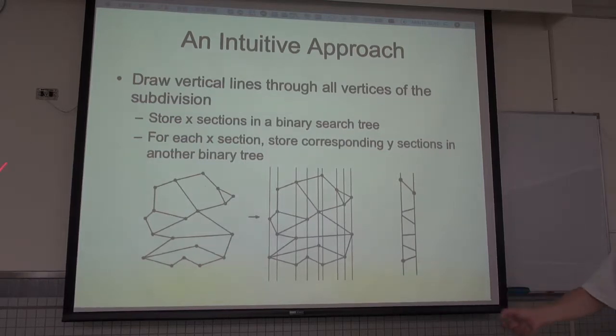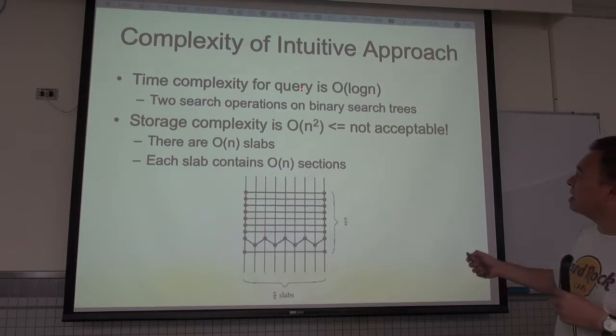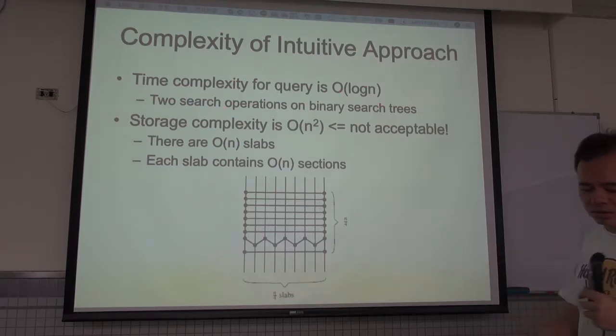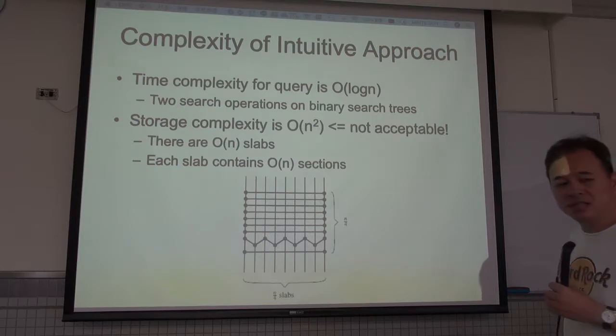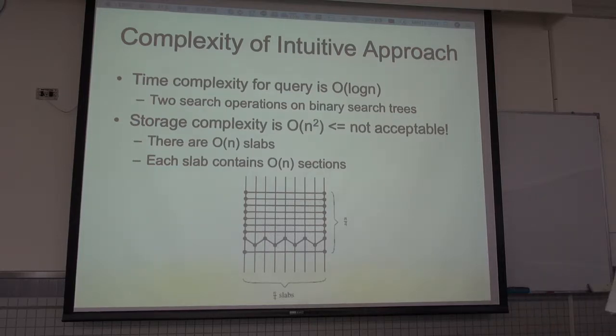But basically, with this idea, the time to do the search is big O log n, even in the worst case, because it's just two log n. Assuming you are given n line segments, the query time complexity is big O log n. But how about storage complexity?